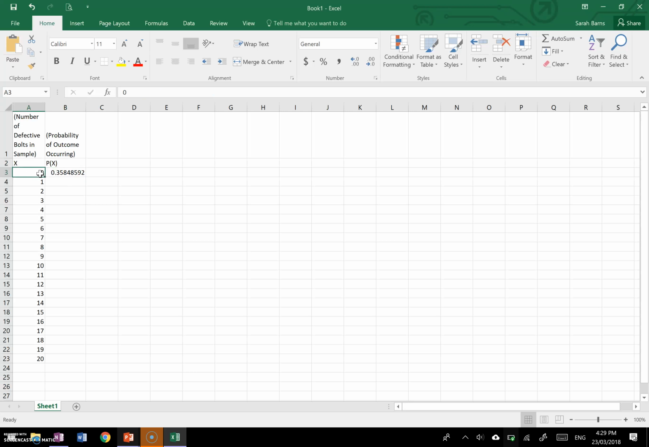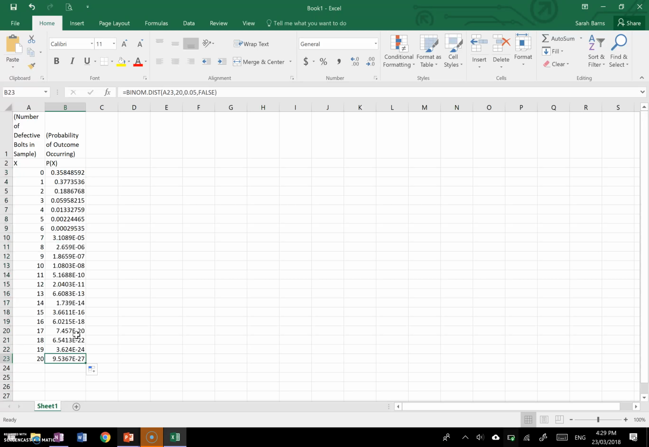All right, so we've done it for the first case. We've got the number of bolts that are defective and the probability of that happening. We should go through and do it for the rest of them. So you could go through and type out this formula, or if you want, you can drag it down and it should copy the formula for you. So as an example, if I look at this one, it's now referring to the 6th case where we've got 6 defective bolts, and it's telling us that the probability of that occurring is very, very small, about 0.03%, something like that, a very, very small chance.